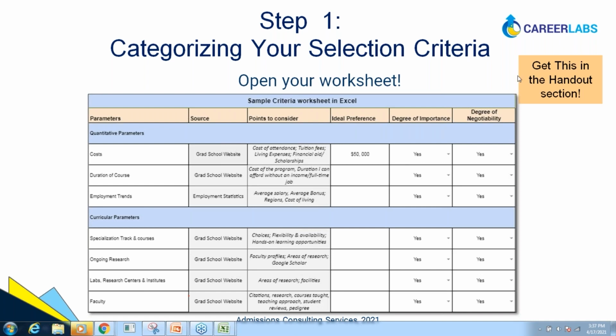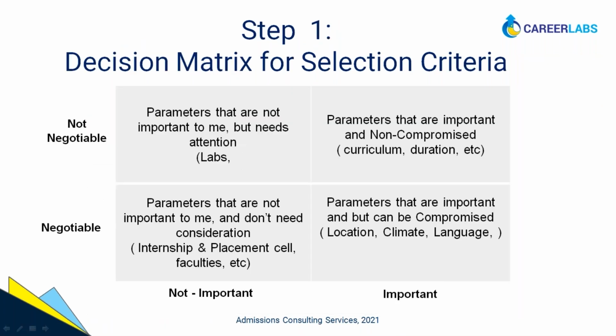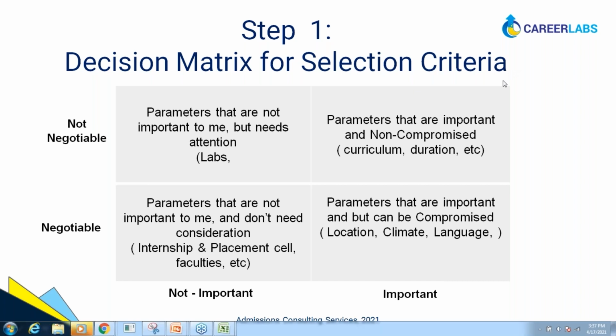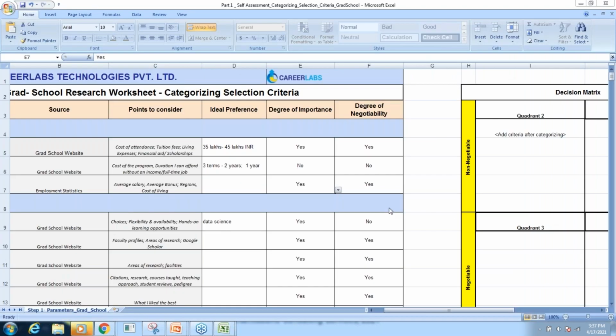All right, with that, let's move to the next one, which is a very interesting thing. After you have done the selection criteria and categorized them, you look at the decision matrix. Let me quickly show you the decision matrix using the worksheet itself. I hope that you are using the worksheet right now, along with me, and trying to work on things.